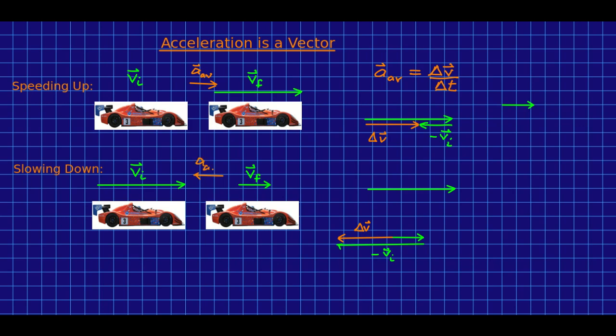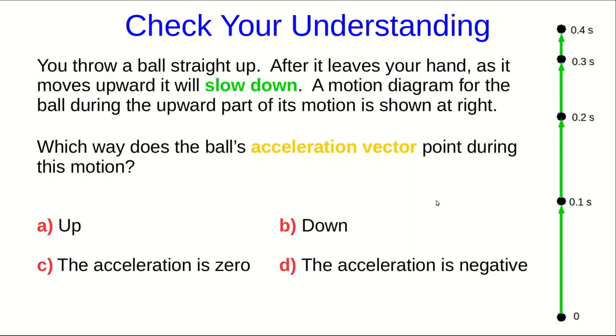Let's check your understanding. If you throw a ball straight up, you may note that as it moves upwards, it will slow down. You can certainly verify that in the lab. A motion diagram would look like this diagram over here on the right. So which way does the ball's acceleration vector point during this motion? If you're doing this through Moodle, Moodle will now ask you this question. Otherwise, I think you should still answer the question for yourself before you go on to the next part of the lecture.